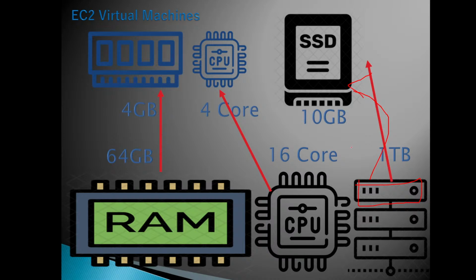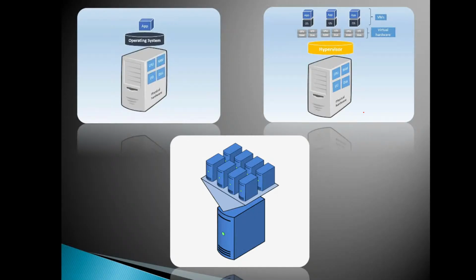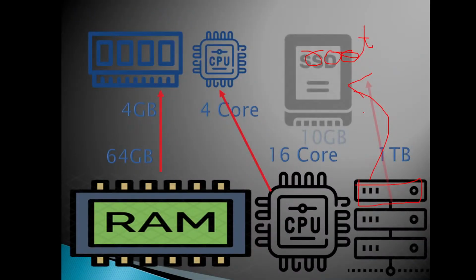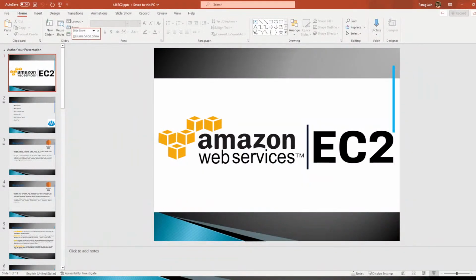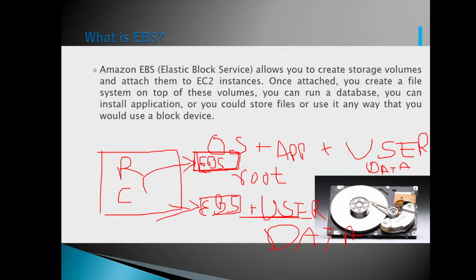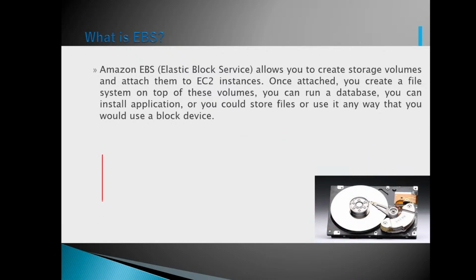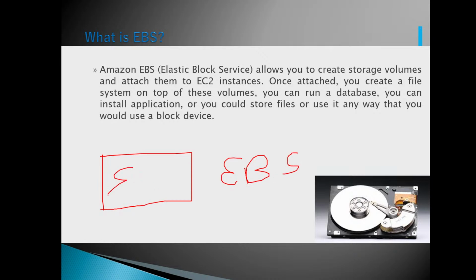Now I want to make a segregation between root volume and normal volume. This is EBS volume only. The major difference is that one will be used as a root volume, the volume on which the OS will be installed, and you can attach another as an external volume as well. So you can attach multiple EBS volumes on your EC2 machine.